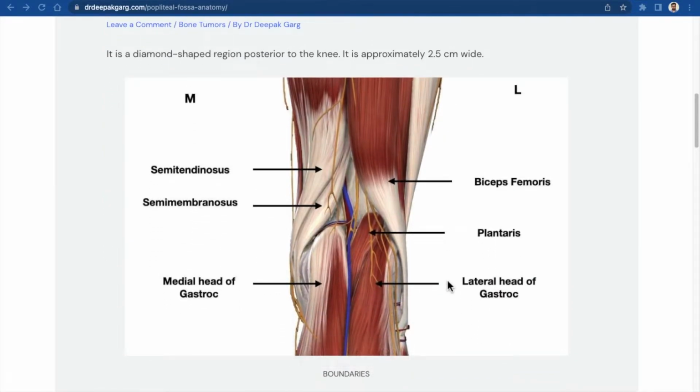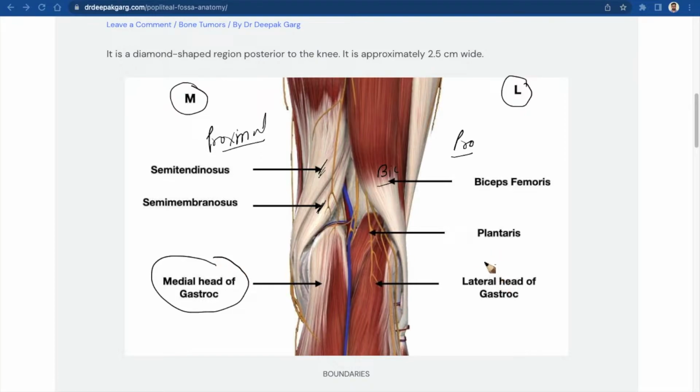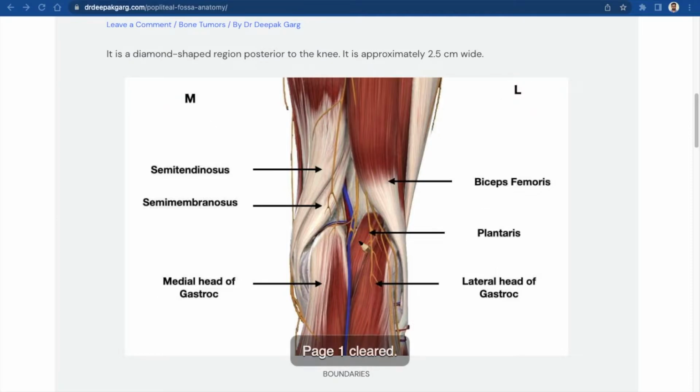So if we look at the boundaries of the popliteal fossa, this is the medial side and this is the lateral side, this is proximal. On the proximal and medial side, there are semitendinosus and semimembranosus muscles, and on the lateral and proximal side there is the biceps muscle. Distally on the medial side there is the medial head of the gastrocnemius, and on the lateral side distally there is the lateral head of the gastrocnemius and the plantaris muscle. So these are the boundaries of the popliteal fossa.